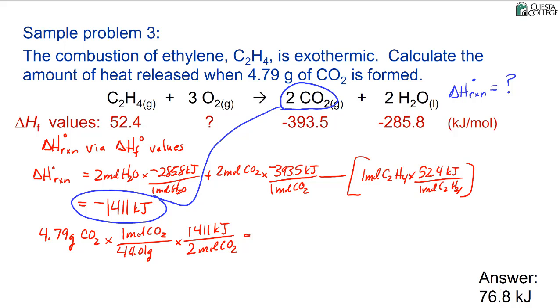You might wonder why this answer is given as a positive number, while delta H is negative. Well, this is a funny thing about thermochemistry. If we ask how much heat is released, we would answer in a positive number: 76.8 kilojoules of heat is released. However, if you're talking about the delta H of a reaction, the negative sign is important because it tells you which direction heat is going.